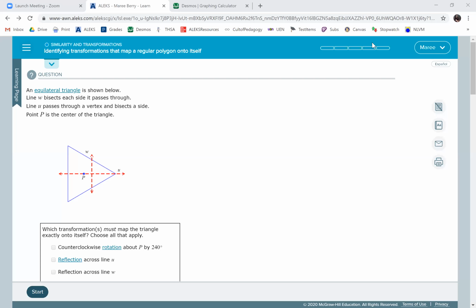All right, on this particular topic, you have to really picture the polygon doing the transformations that they are mentioning. Because they are regular polygons, you can divide 360 by the number of sides. So let's just write this.